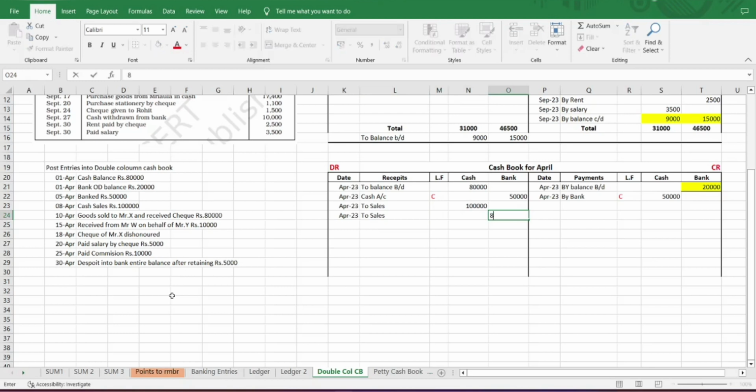So 80,000 rupees. Next, received from Mr. W on behalf of Mr. Y. Here we are again receiving, but read out the transaction carefully. Received from Mr. W on behalf of Mr.